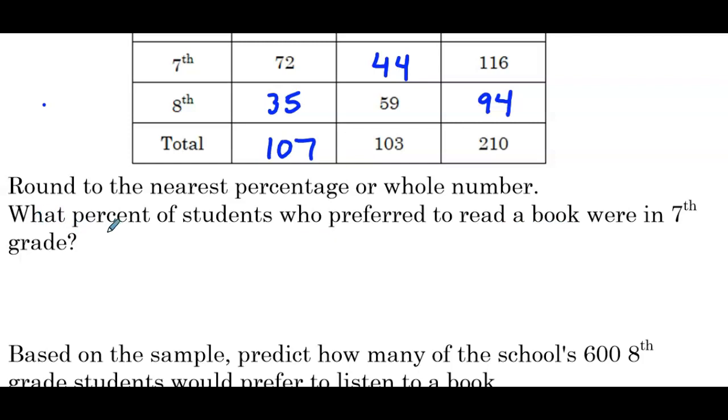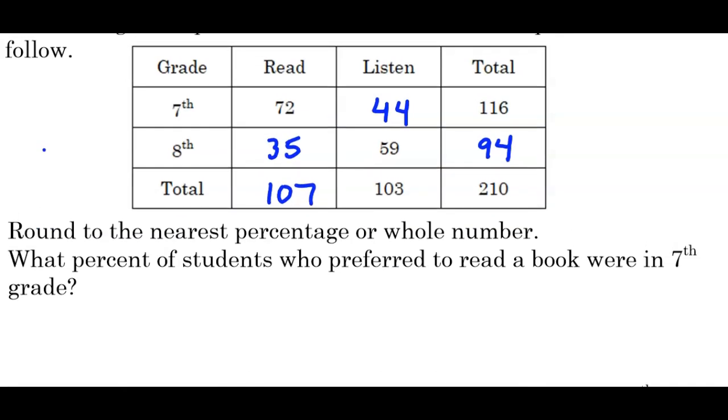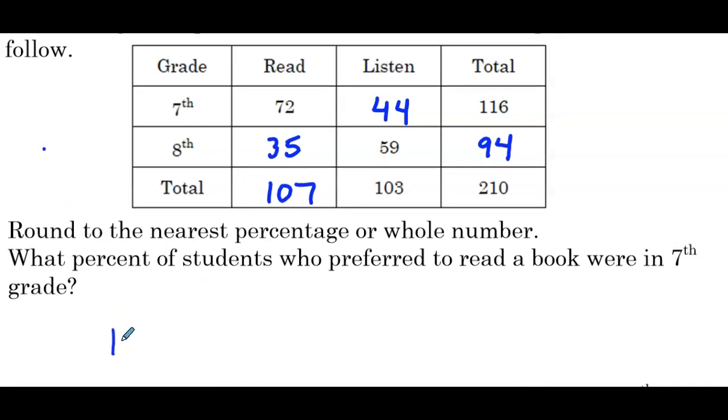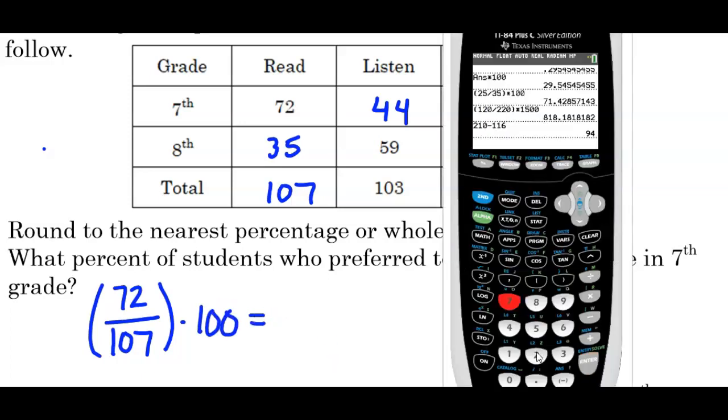Okay, so we're looking for the percentage of students who prefer to read a book. So that's our total. So the total number of students that prefer to read, 107. That's our denominator. And then we're looking for the number of those students that were in 7th grade. So that's right here, that's 72. And we're going to multiply that by 100 to convert it into a percentage. So 72 divided by 107. I forgot parentheses, so I'll just hit enter and then multiply by 100 after.